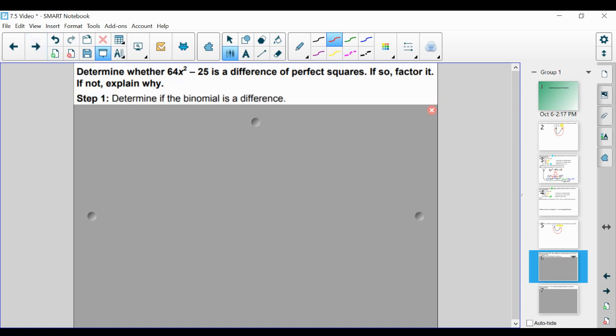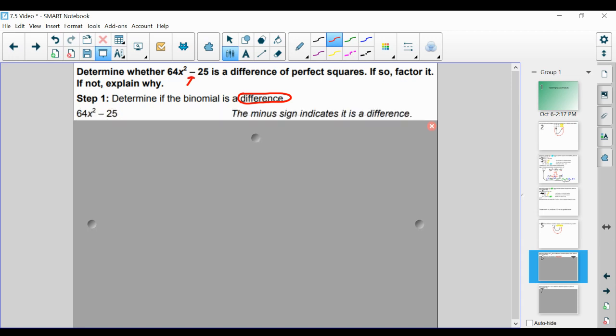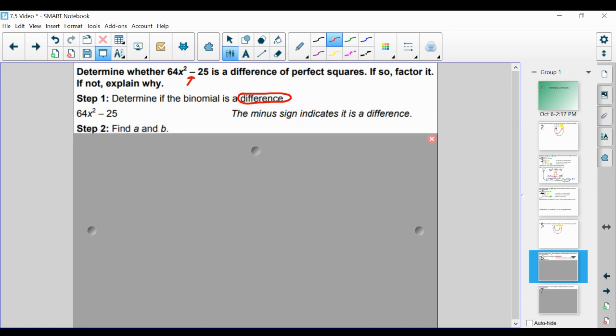So we have to determine if the binomial is a difference, right? We have to see if we have that subtraction sign. Remember, the difference is the answer to a subtraction problem. So we have to identify, okay, does it have a subtraction sign? Yes, it does. The minus sign indicates that it is a difference, which is great.